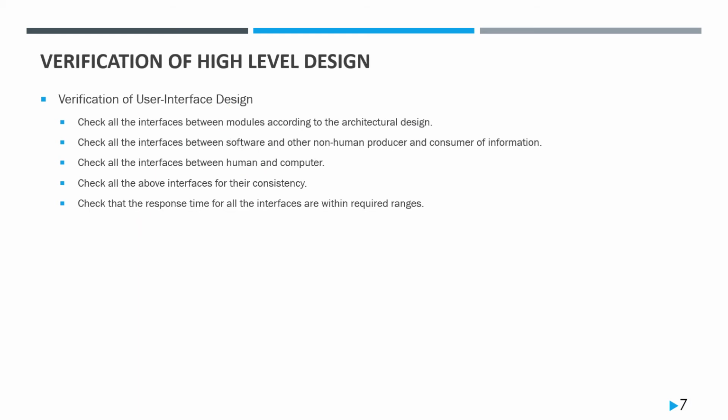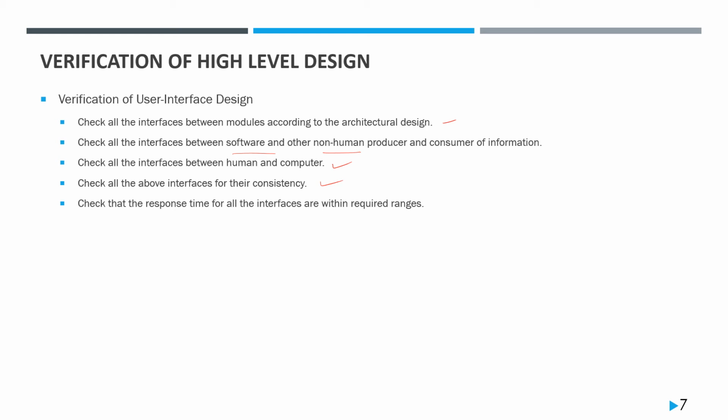Come to verification of user interface design. So this is how: check all the interfaces between modules according to the architectural design. Check all the interfaces between software and non-human producers and consumers of information. Check all the interfaces between human and computer. Check all the above interfaces for consistency. Check that response time for all interfaces is within the required ranges. Okay, so these all are verification of high-level design.